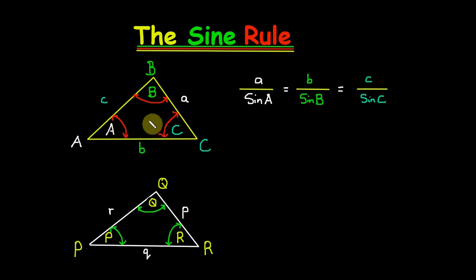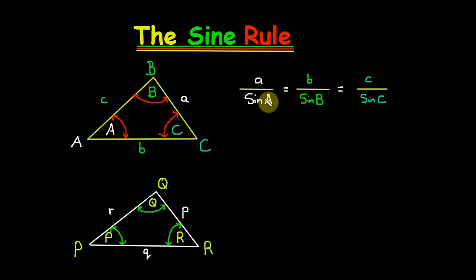Likewise, we have side B, common B, directly opposite its angle B. We have C, and C is the side opposite to its corresponding angle, angle C. So let us examine the sine rule.